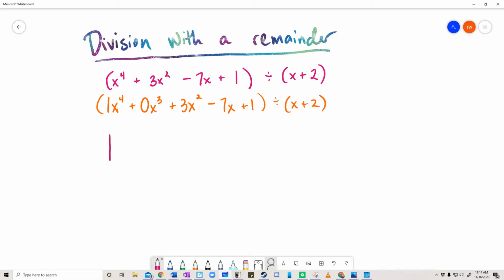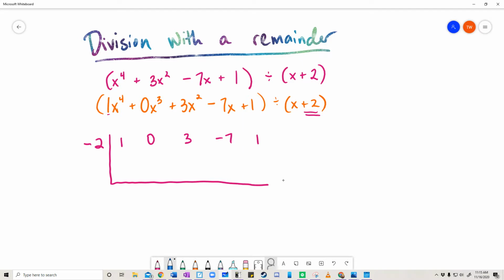We're going to set up a synthetic division problem. Set up your long L. And now I notice that my divisor, since it's a plus 2, I'm going to write a negative 2 out front. That's just the process that we use. Now I'm going to copy all my coefficients from the dividend. 1, 0, 3, negative 7, 1.